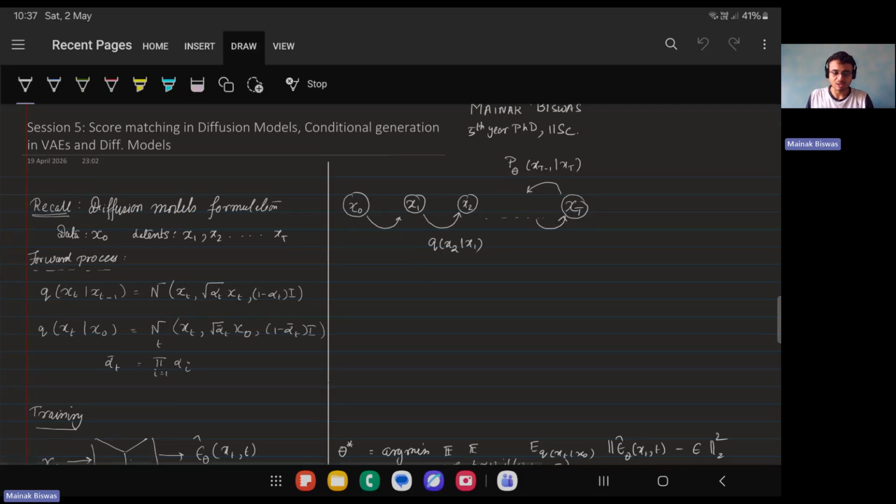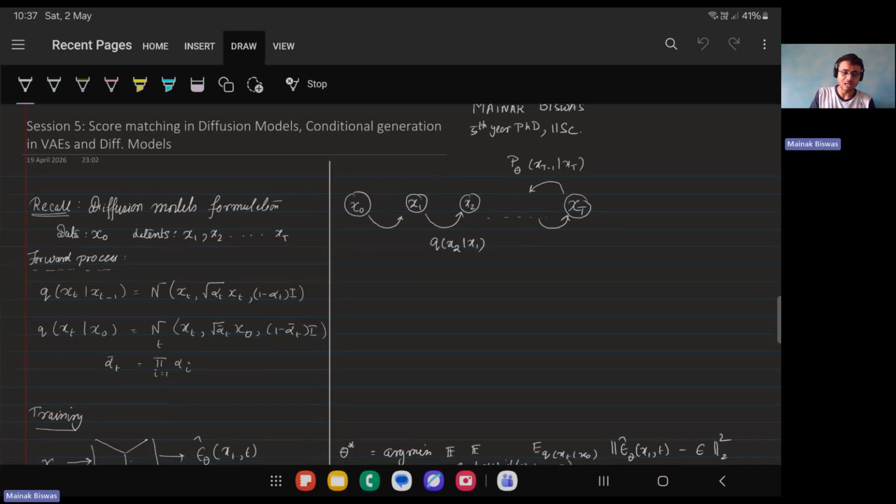So let's see what the score matching based diffusion models are, then what conditional diffusion models are, and what conditional generation in VAEs is. As we recall from last time, in a diffusion model you have an image or any data, and you keep adding noise. Over steps, as t tends to infinity and t is very large, you get a normal 0, 1 distribution.